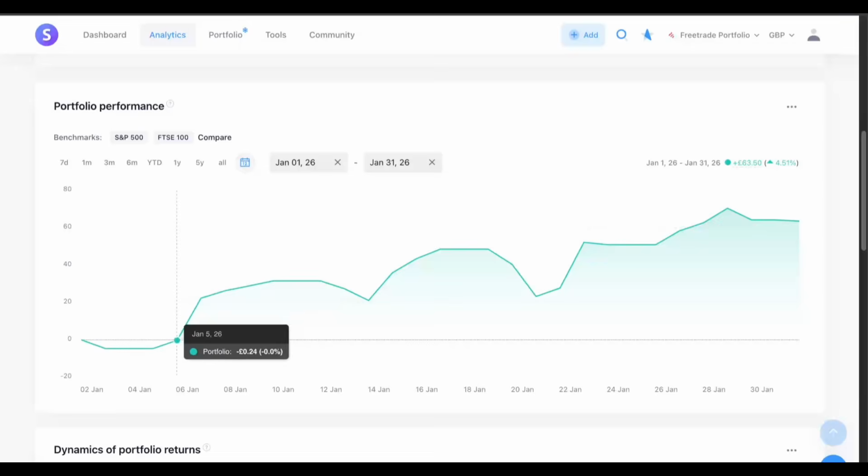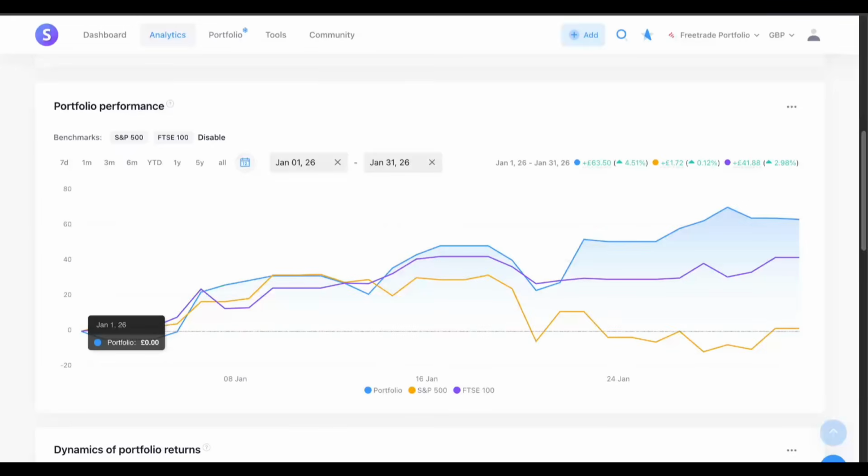So if we take a closer look at the portfolio over the last month, we can see that it's been my best ever month so far, with it being up over 4.5%, which is an unrealised gain of £63.50. And with this series, the aim is to outperform the FTSE 100 over the long term. And when we do compare my portfolio over January, we can see that it comfortably outperformed the FTSE 100 by over 1.5%. And I actually outperformed the S&P 500 by over 4%.